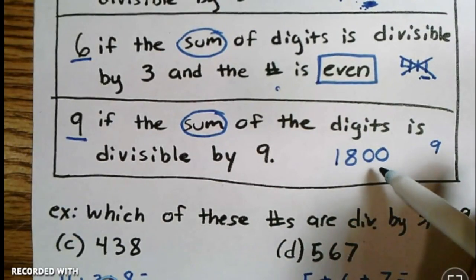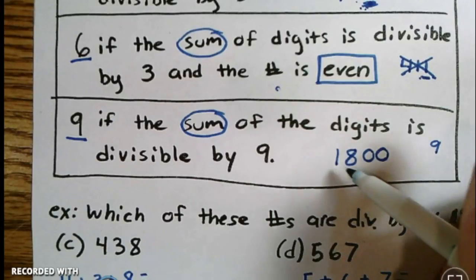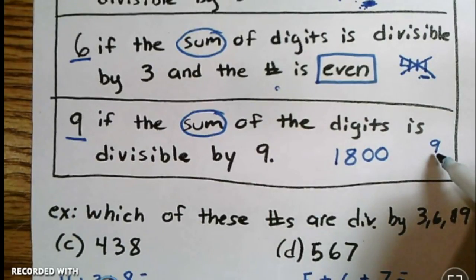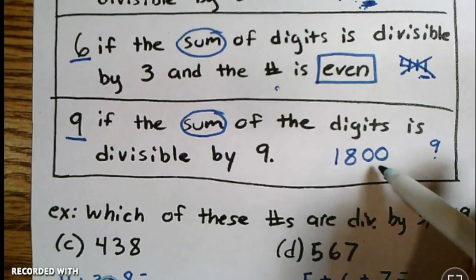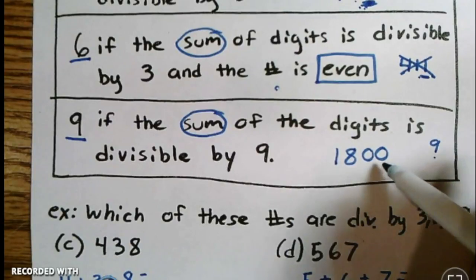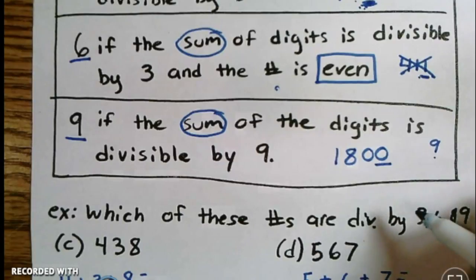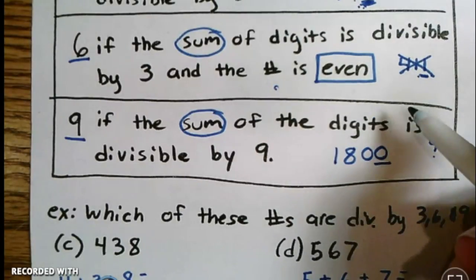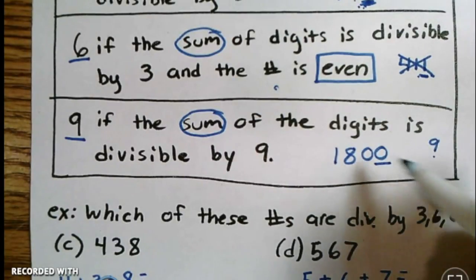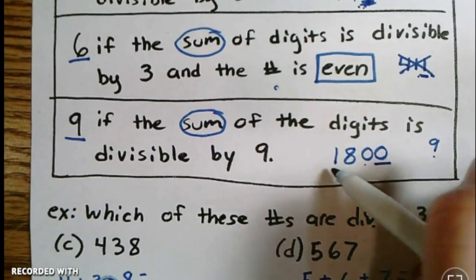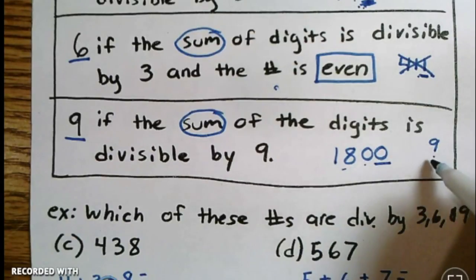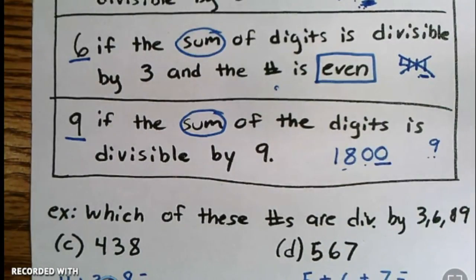Let's test it to see if it's divisible by 3 and 6. So we added them up to 9. Is 9 divisible by 3? Yes, so it's also divisible by 3. Is it even? Yes, so it's also divisible by 6 because it's divisible by 3 and it's even. Make sure that you're checking the original number to see if it's even and not the 9 to see if it's even for being divisible by 6.